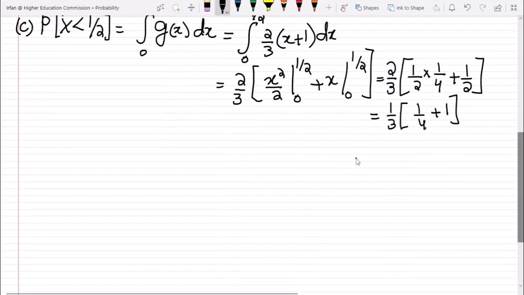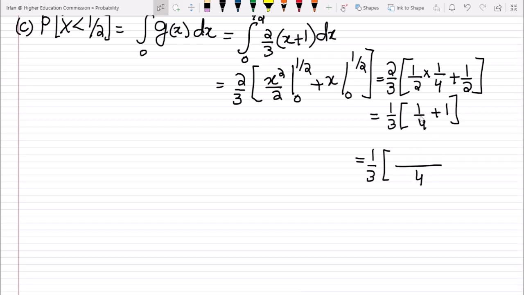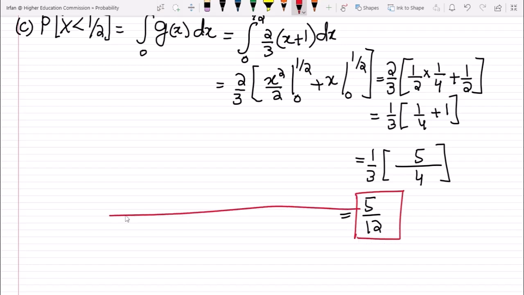I will get this 1 by 3, and here this will become 4, and this will be 4, and this will be 5. So ultimately I will get 5 divided by 12, and that is the solution for part C of my question, which has been given here.